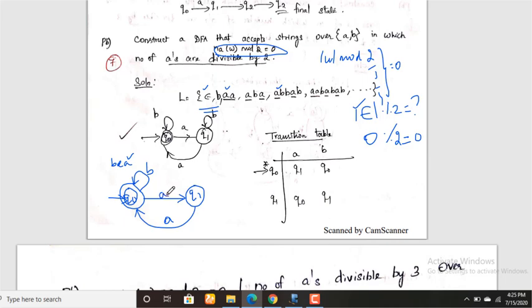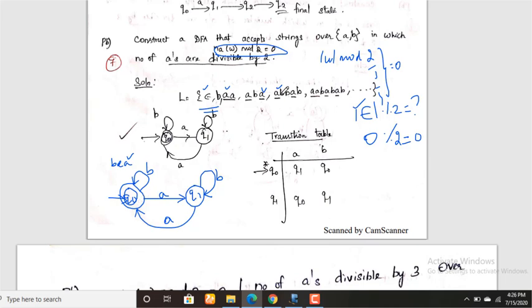Next, ABA. From the state Q naught, on receiving A, it moves to Q1. For the next B, it stays in the same state. For the next A, it moves to the final state Q naught.